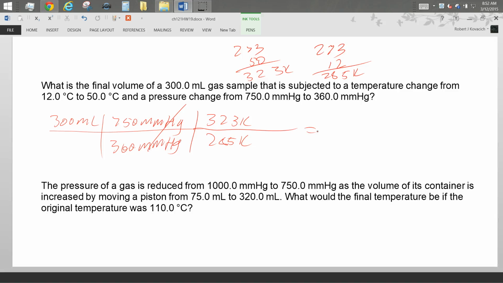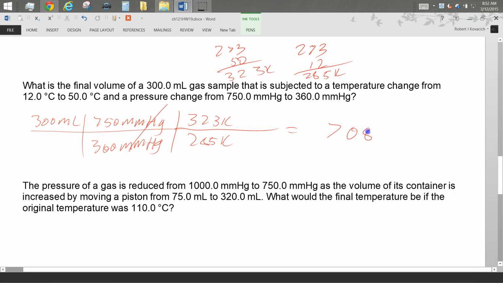So 300 times 750 times 323 divided by 285 divided by 360. So I get 708 milliliters.